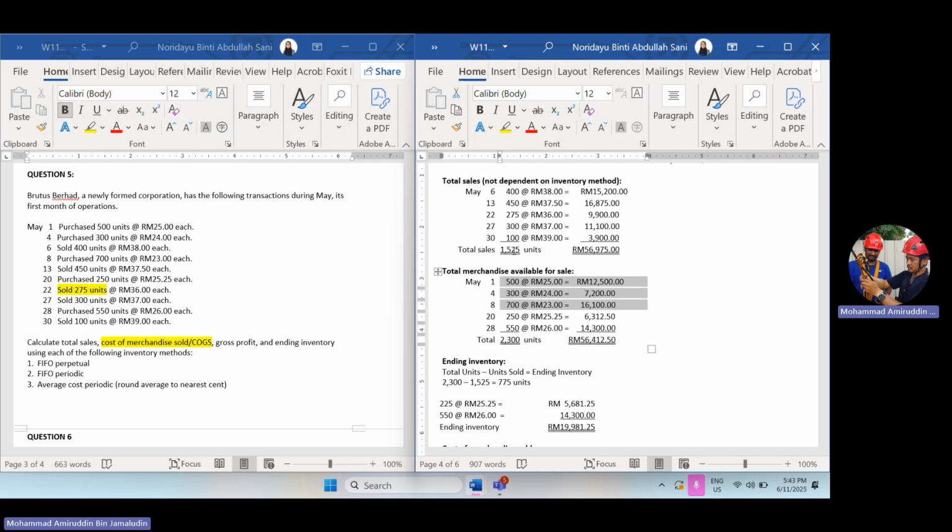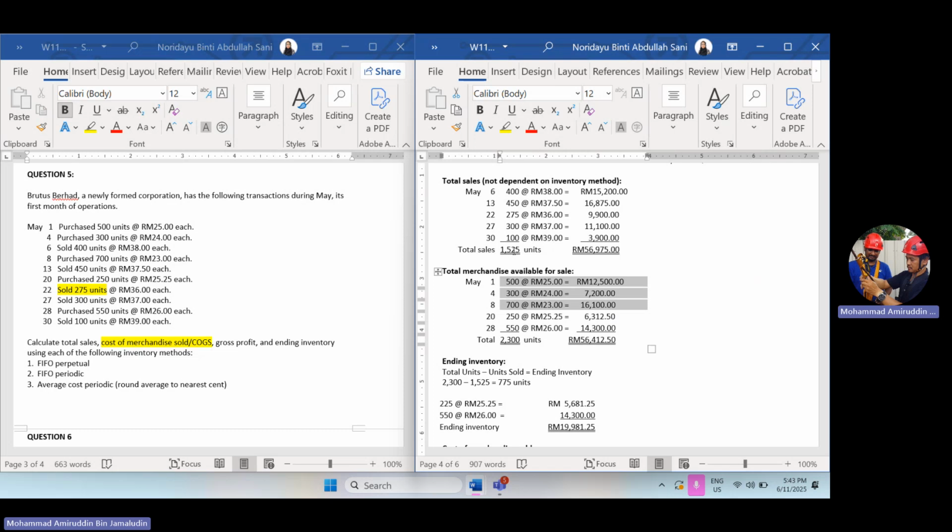That one, the first one is sales, 1,525. And then versus purchase. Remember, we only can sell if we have the stock. So in my store, I have 500, I have 300, I have 700, I have 250, I have 550.